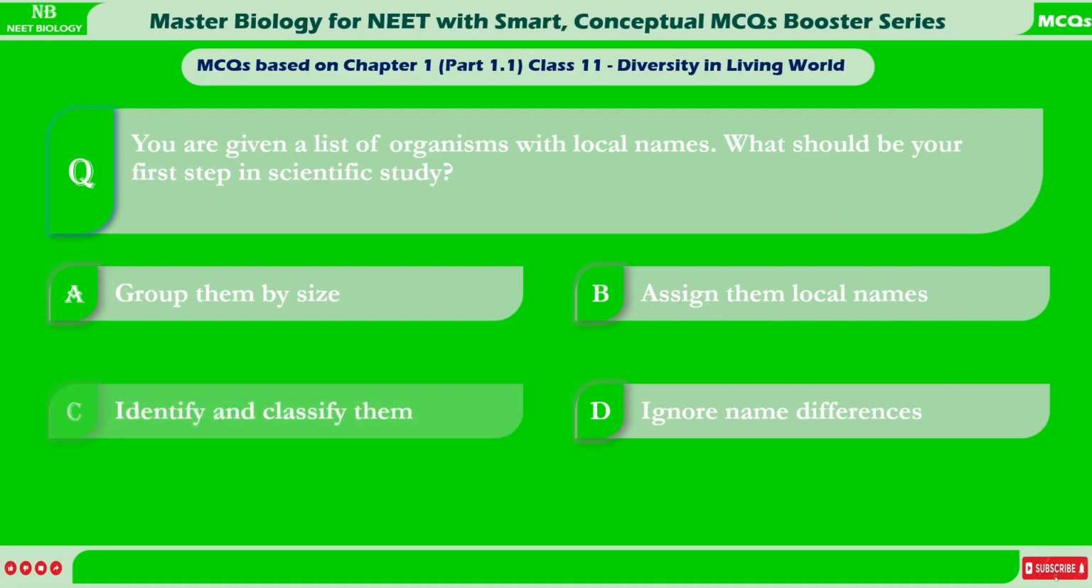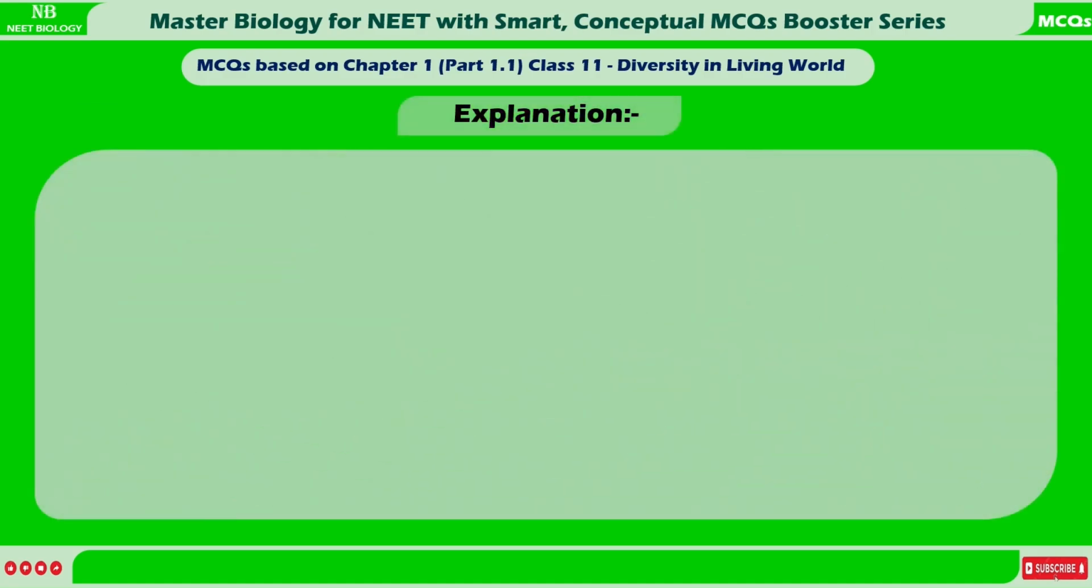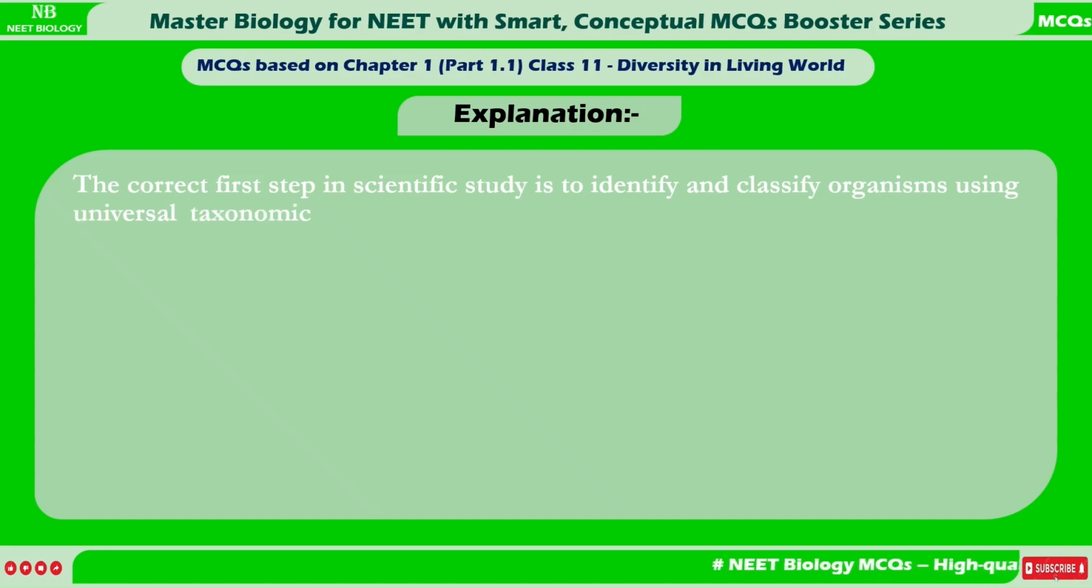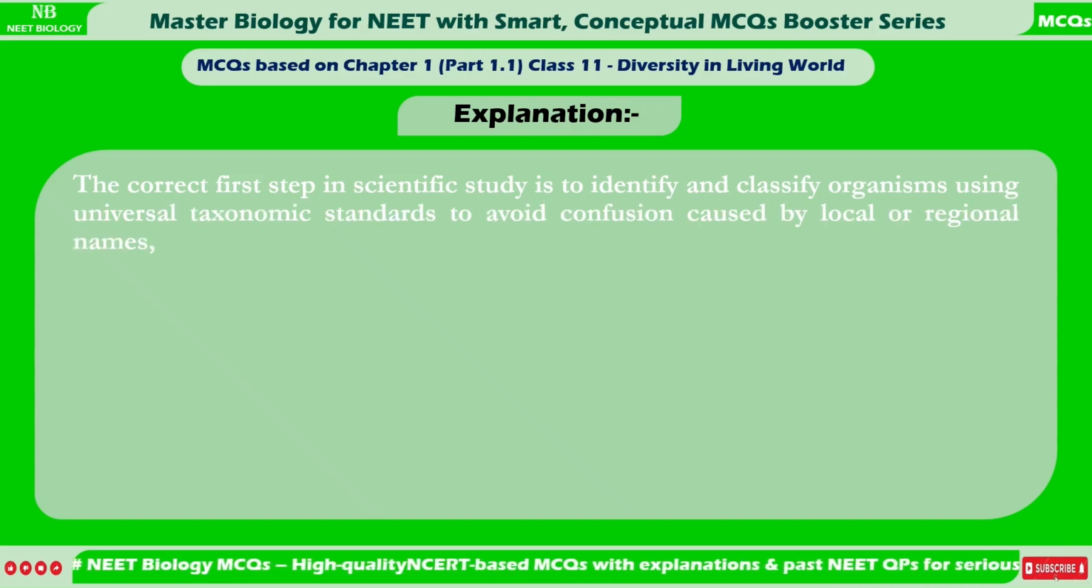Correct answer is C. Identify and classify them. Explanation. The correct first step in scientific study is to identify and classify organisms using universal taxonomic standards to avoid confusion caused by local or regional names, which can vary widely.